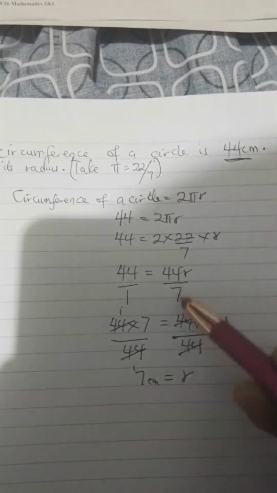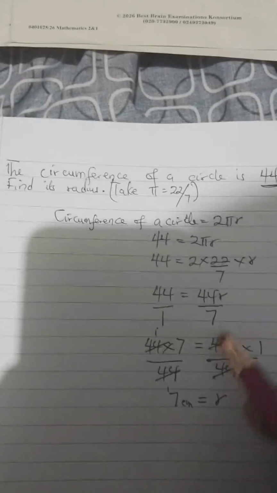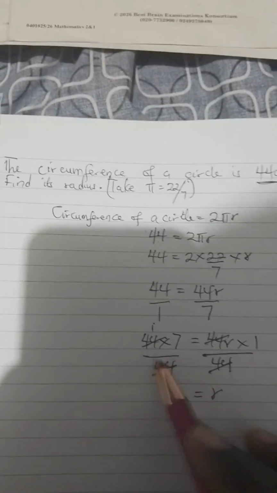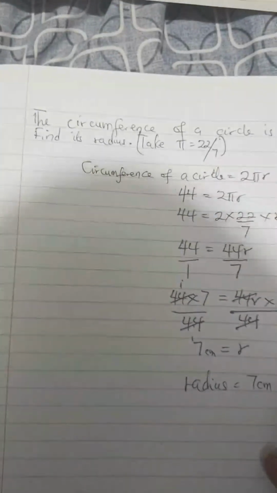Using cross multiplication, you have 44 times 7, then 1 times 44r. Then you divide by the coefficient here. 44 cancels 44, and you get, so the radius is 7 centimeters. Right.